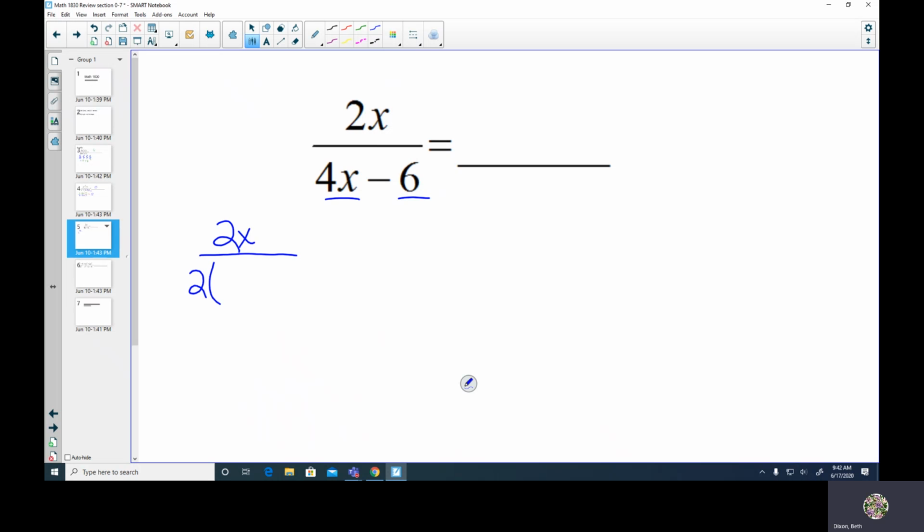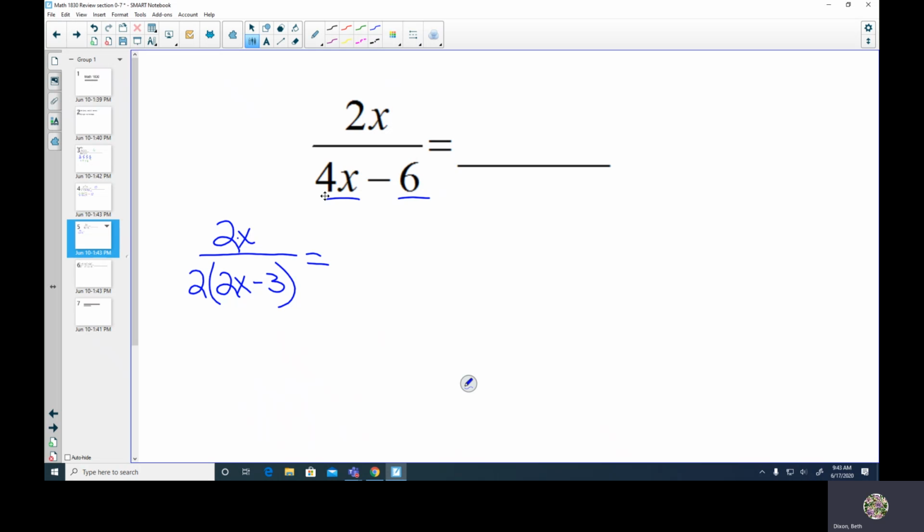2 goes into 4 2 times and leaves us 2x, and then the minus 6 gives me a minus 3 because 2 goes into 6 3 times. 2 times 2x gives me back the 4x. 2 times 3 would give me back 6. So now they share some multiplication. That is 2 times x, and then it is 2 times 2x minus 3. Things that are multiplied can be divided out. That is allowed. The 2x minus 3 is still joined together.